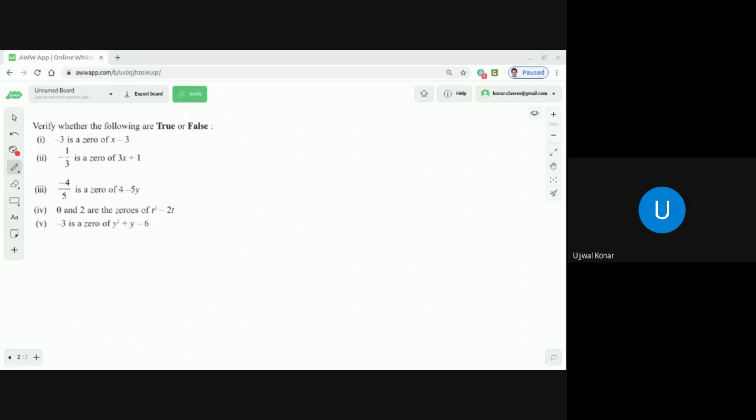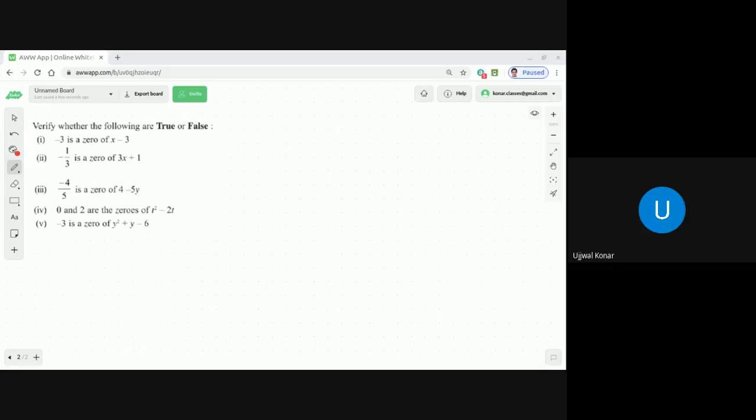Question number 6. Verify whether the following are true or false. -3 is a zero of x minus 3. Do you agree to it? No, it is false, sir.